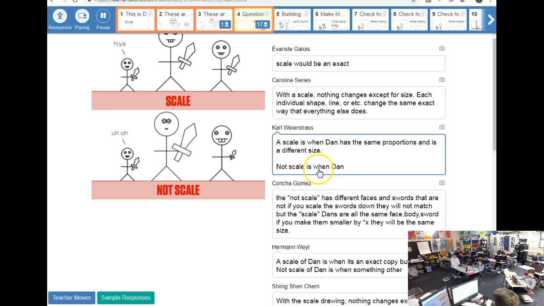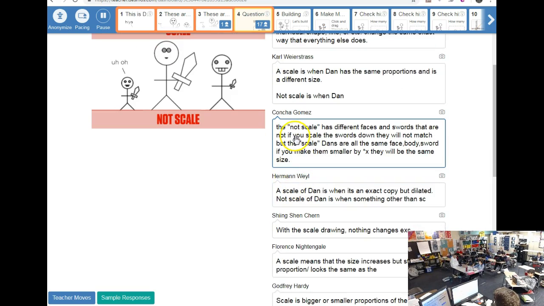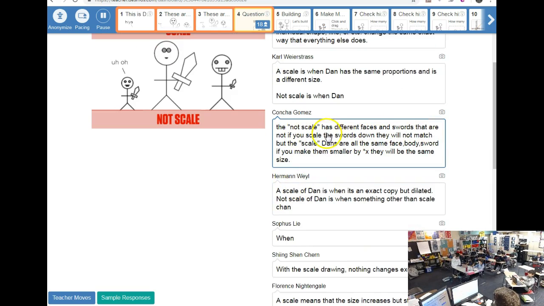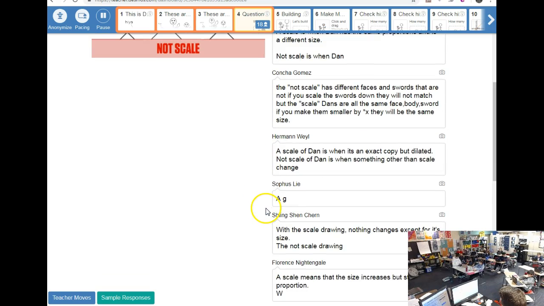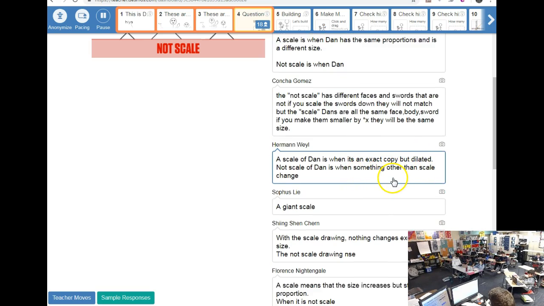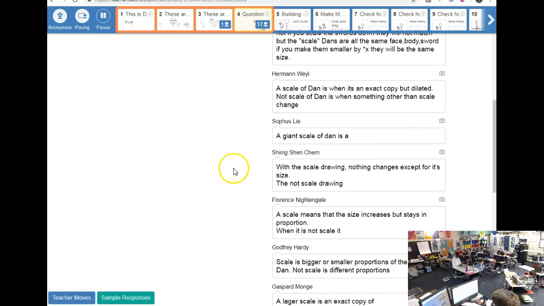Not scale is still being typed, I believe. The not scale has different faces and swords that are not, if you scale the swords down, they will not match. But the scale Dans are the same face, body, sword. If you make them smaller by times X, they will be the same size. I like that one a lot. A scale of Dan is when it's an exact copy, but dilated, another math word. Not scale is when something other than scale. I like when you define something by saying something other. Not scale is, not scale.